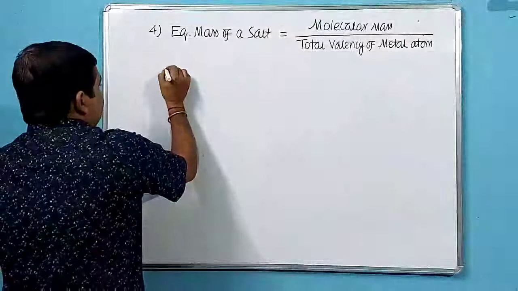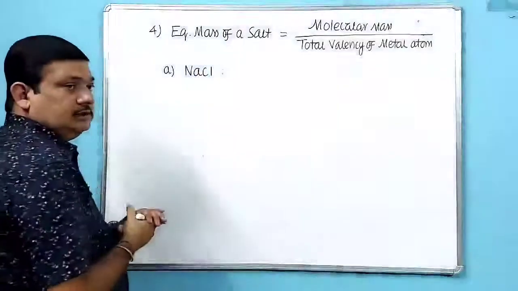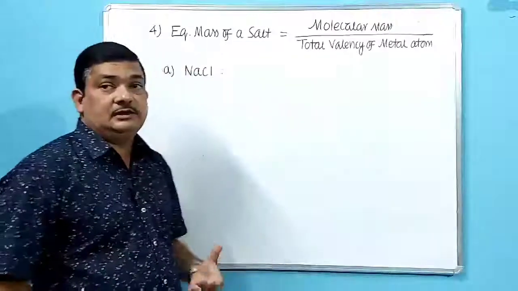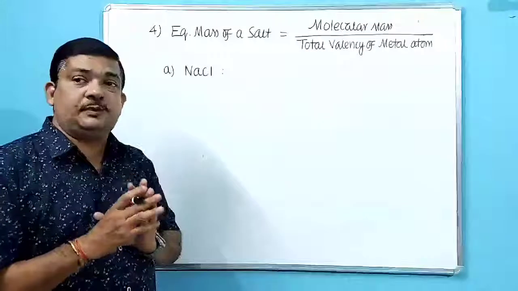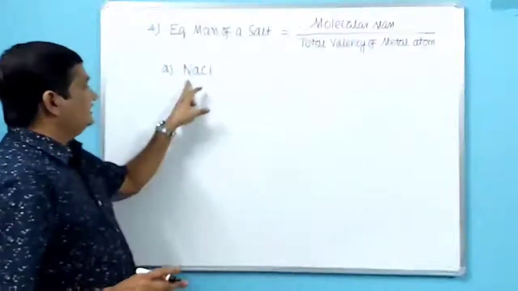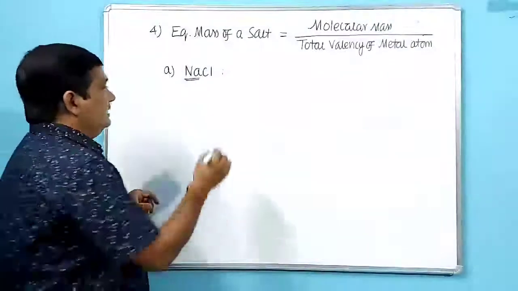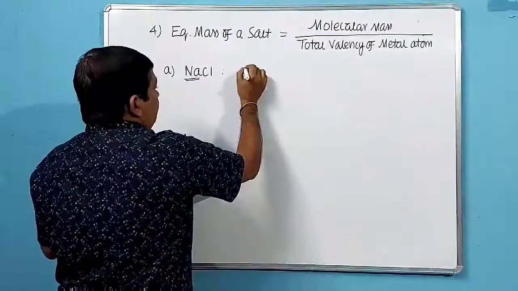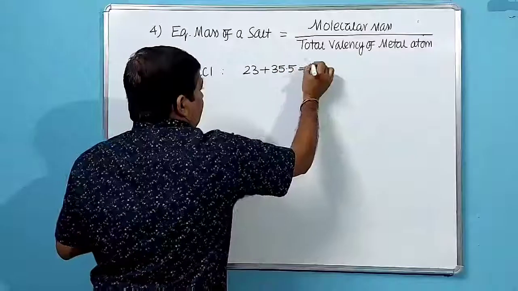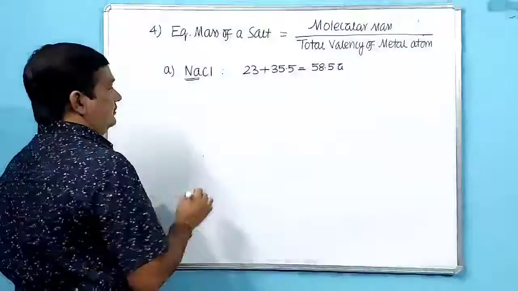For example, let us find out the equivalent mass of sodium chloride. Sodium chloride is a salt. Now you have to find out the metal atom present in the salt. The salt has two parts, the positive part and the negative part. Positive part is always the metallic part. So NaCl means Na plus and Cl minus. What is the metallic part here? Sodium. So what is the molecular mass? 23 plus chlorine 35.5, that is 58.5, the molecular mass of sodium chloride.